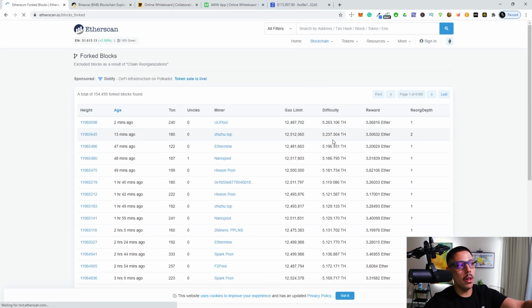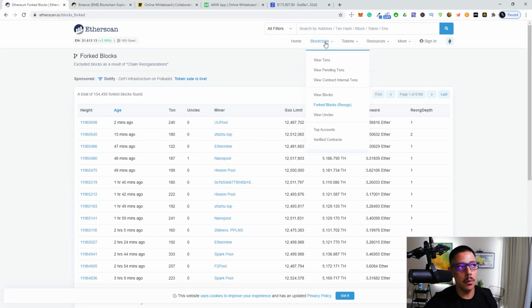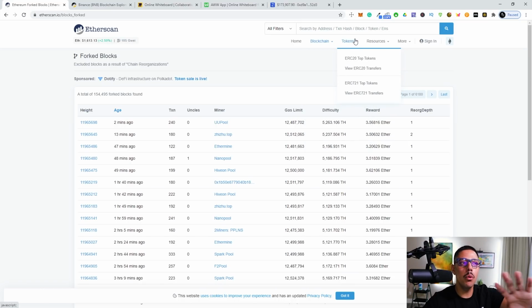You could even see forked blocks, things that they tried to maliciously attack Ethereum. They got forked, right? You could even view pending transactions. We don't want to look into that. Now, this is where I believe the real trading tools come into play, right?